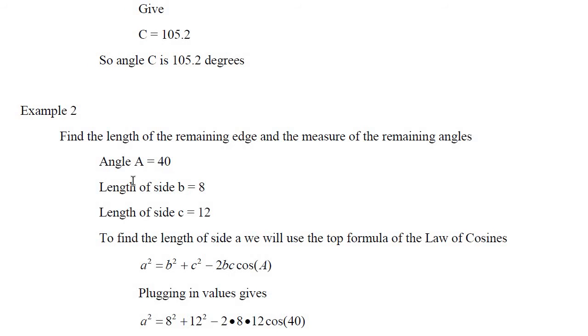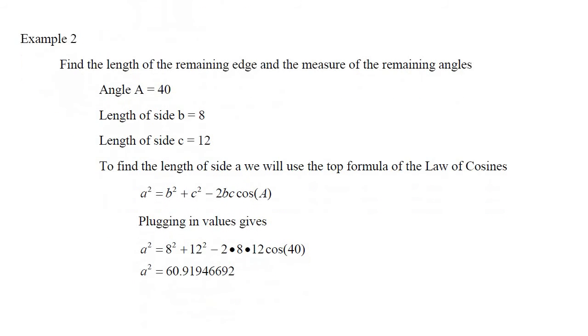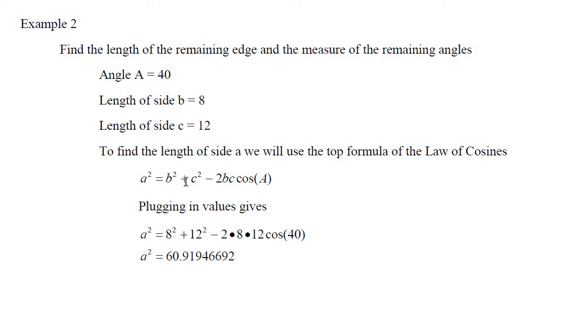So we have angle A is 40 degrees, the length of side B is 8, and the length of side C is 12. Now, I decided to find the length of side A since I didn't know that one. So to find the length of side A, I'm going to use that first formula for my law of cosines, which is a squared is equal to b squared plus c squared minus 2 times b times c times cosine of A. Plugging in my values, this gives me a squared is equal to 8 squared plus 12 squared minus 2 times 8 times 12 times the cosine of 40.